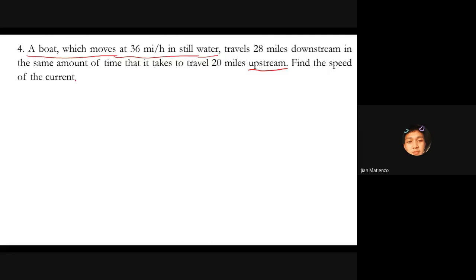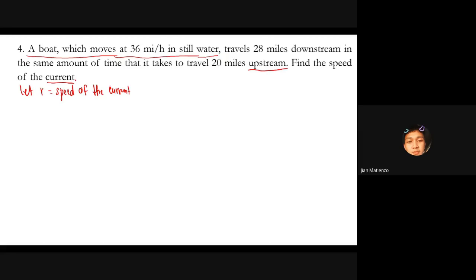The question is, find the speed of the current. Current, ibig sabihin, gaano kabilis ngayon yung current ng tubig. Okay? So we'll be representing R as the speed of the current. Anything that is unknown in the problem, you can represent it as a variable. You can represent as X, Y, M, and A, B. It's up to you. Okay, there's no template on what variable you are going to use in the representation.